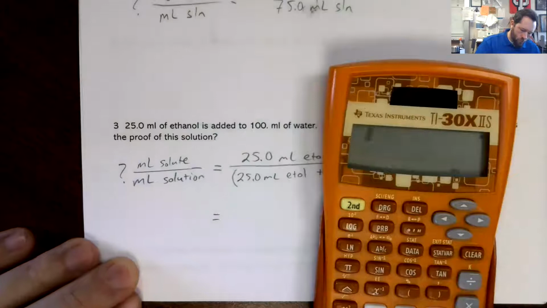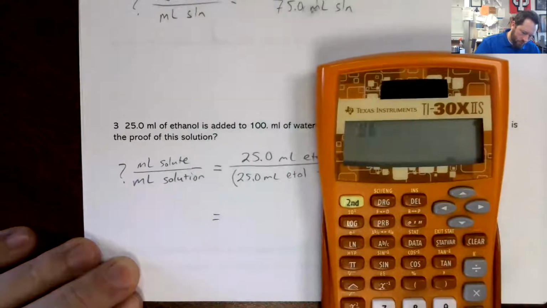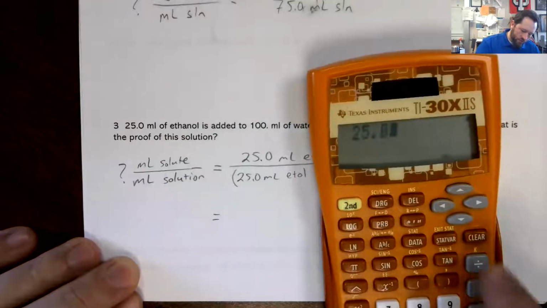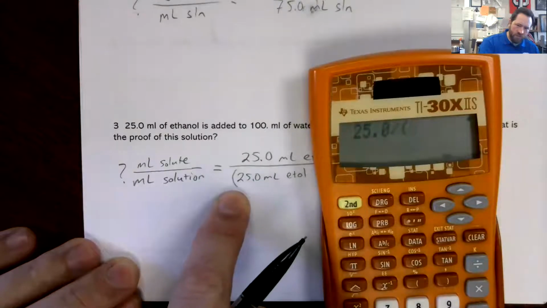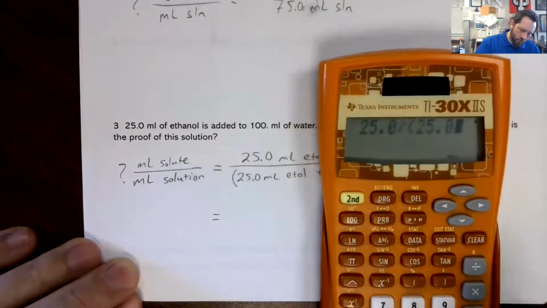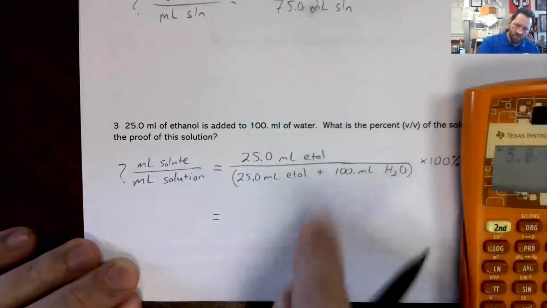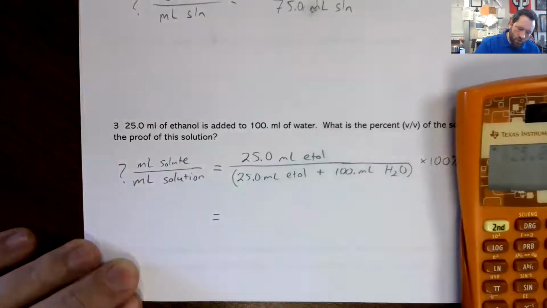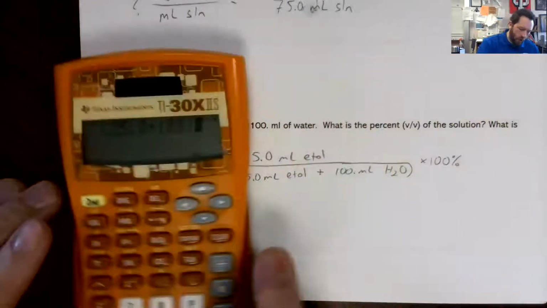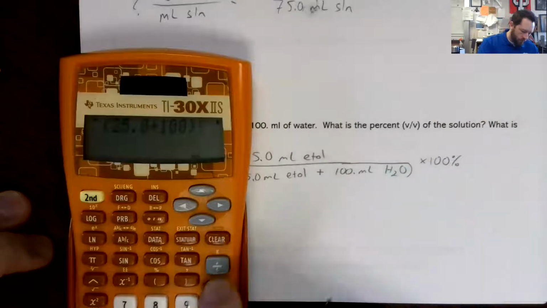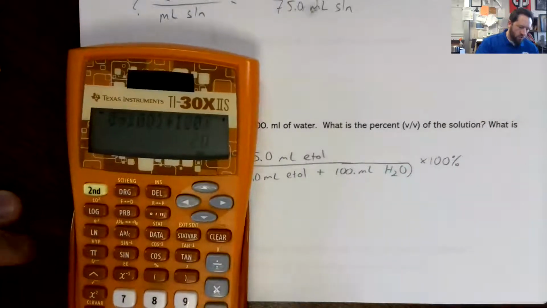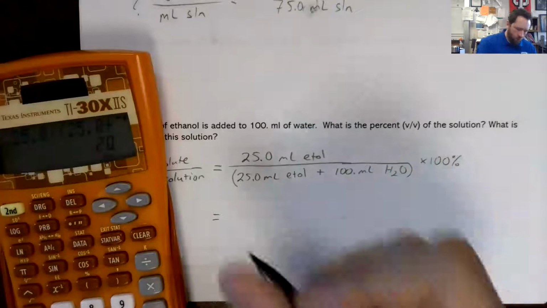This is all in one step on our calculator. 25.0 divided by, we're going to open up a parentheses, 25.0 plus 100, close the parentheses, there we go, and then multiply it by 100 for that percentage. Press the equal button, and there we go, we get 20%.